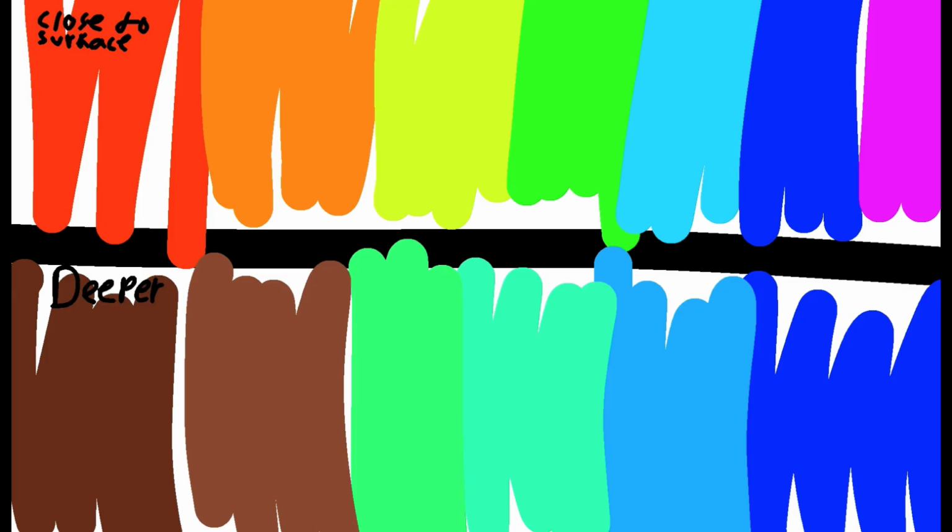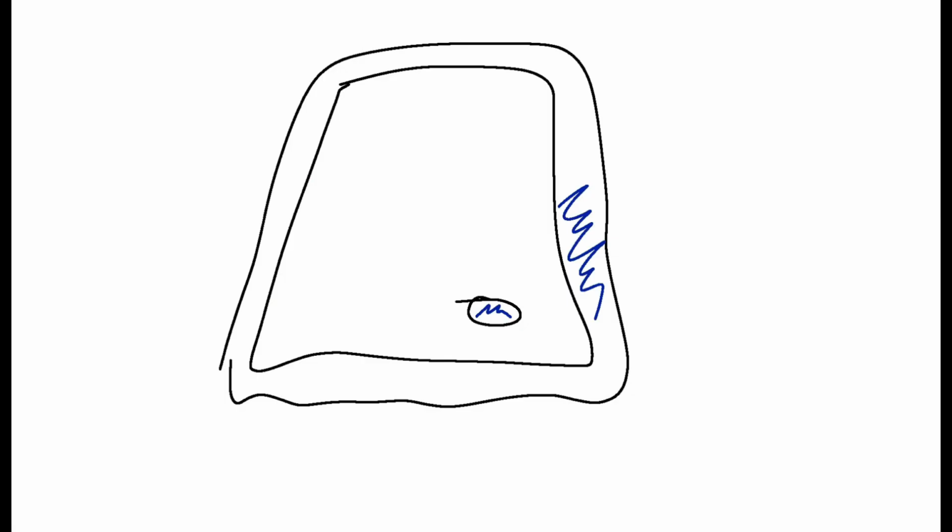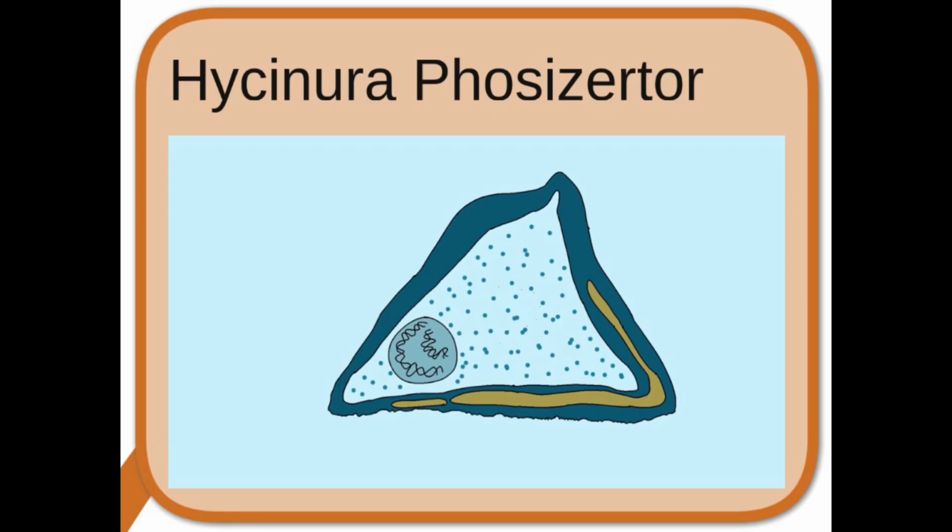These may live in massive colonies on the bottom of the ocean. They're blue because as you go deeper in the ocean, everything gets tinted to a blue color. So they may try to absorb the oranges, reds, and infrared light and reflect off the blues. They may have two ways. They may have two cells that can absorb the light. One inside of them and one on the outside, that's inside their membrane. We will name these creatures Hycinera Phocizotor.